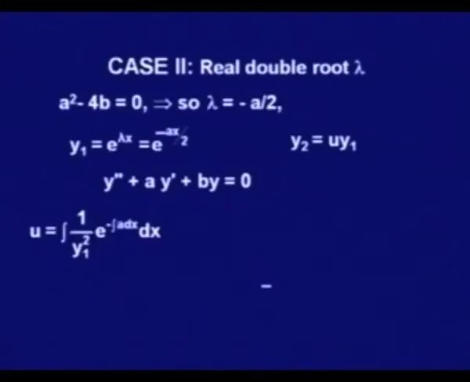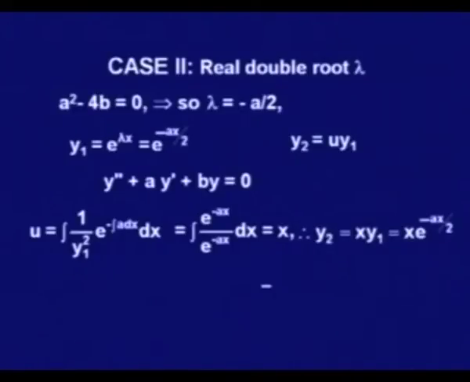Now, y 1 we are getting is e to the power minus a x by 2. So, when I substitute this y 1 and this a, what we get is e to the power minus a x upon e to the power minus a x, its integral with respect to x. This is constant. So, its integral is just the function x. That is, we have got the second solution as x y 1, which is equal to x times e to the power minus a x by 2. So, we have got the two solutions in this case. The first solution is e to the power minus a x by 2 and the second solution is x times e to the power minus a x by 2.